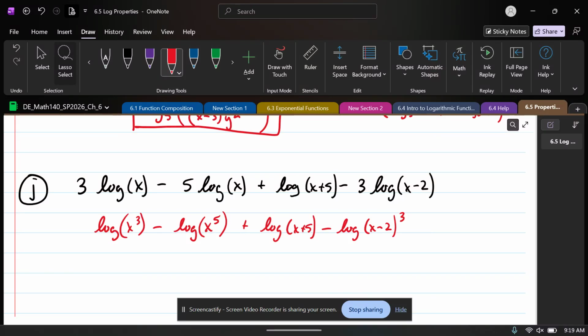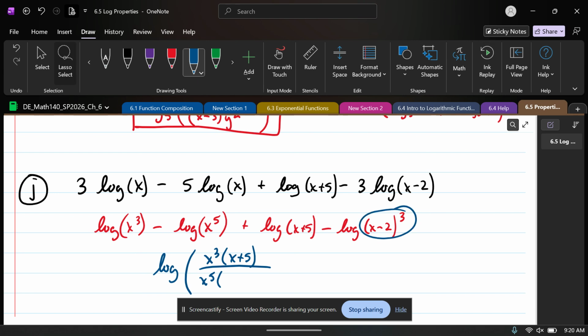There's my first step. I wrote it out. So what's on top? X cubed and x plus 5. What's on the bottom? X to the fifth, times x minus 2 cubed. That is not x cubed minus 8. It would be, if you're going to multiply it out, x minus 2 times x minus 2 times x minus 2. Don't multiply it out. It's not going to help you. It's just going to be a long process of getting something that's not going to simplify.